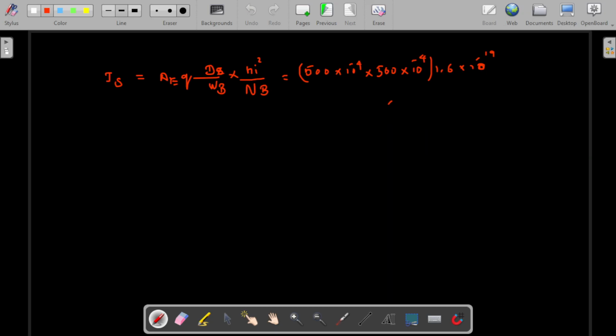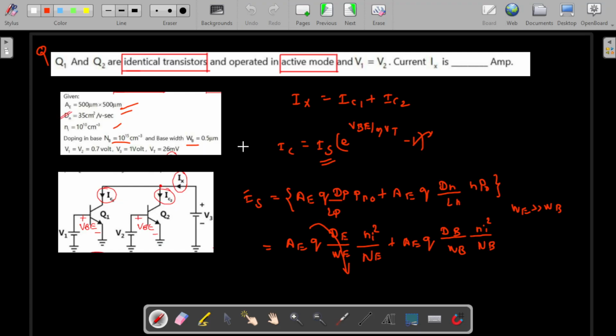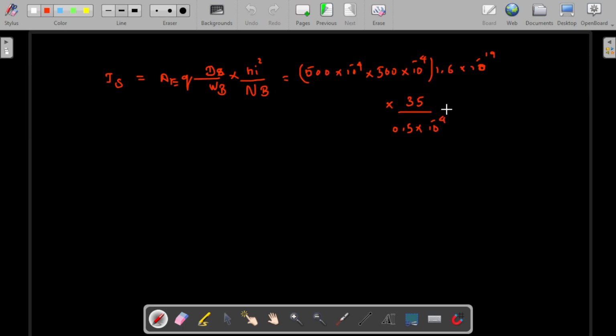So even you can cross-check it, whether we are doing it correctly or not, and whether we have used all the data there or not. So it is 10 power minus 4, and Ni square, which is 10 power 10. Ni is here, so Ni square can be written as 10 power 20, divided by NB, which is equal to 15.